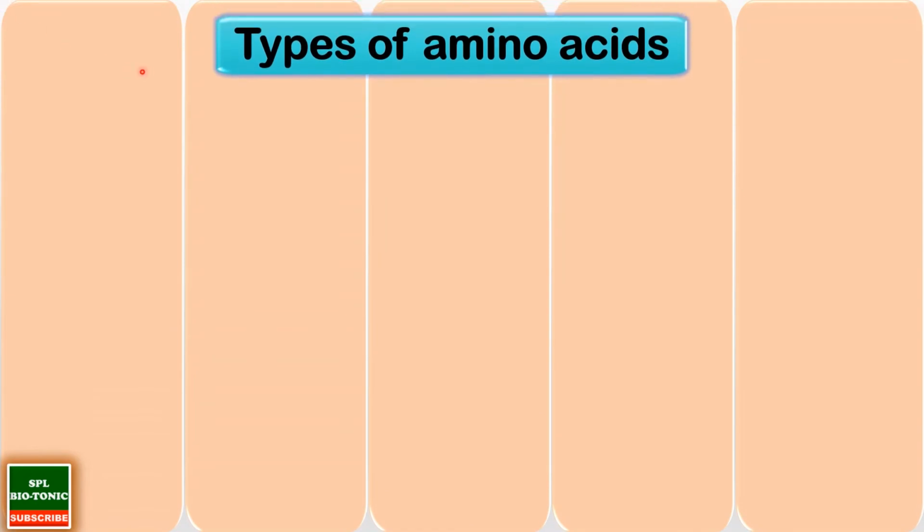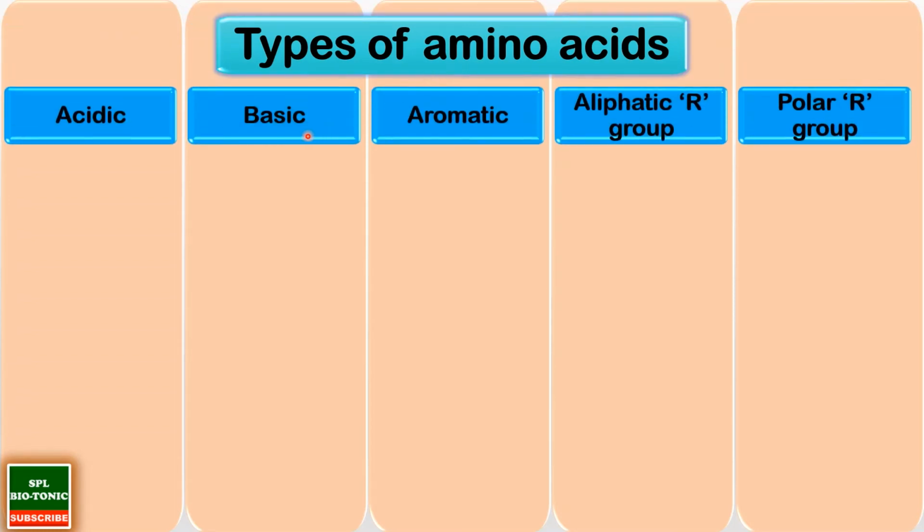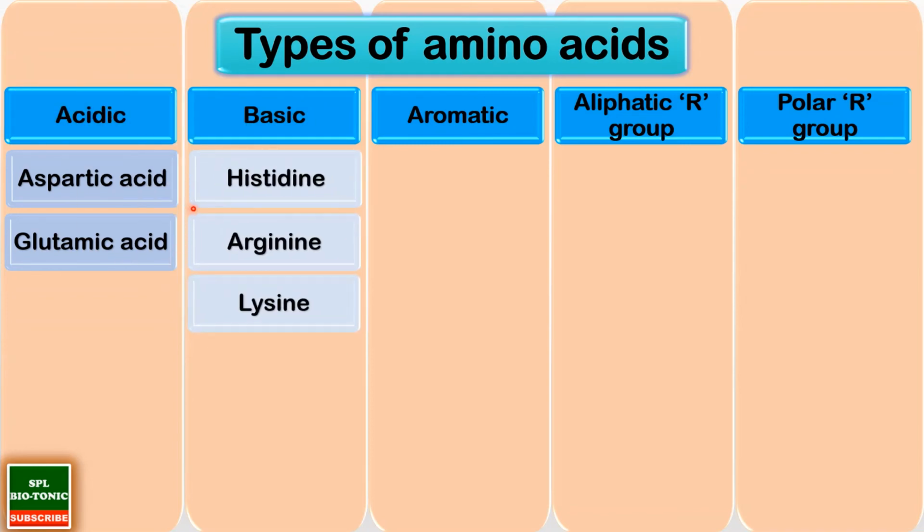Students, by now we know that proteins are made up of amino acids which are joined together by peptide bonds. Now these amino acids are broadly divided into 5 types depending on the R group. They are acidic, basic, aromatic, aliphatic and polar R group amino acids. Acidic amino acids are aspartic acid and glutamic acid. Basic amino acids are histidine, arginine and lysine.